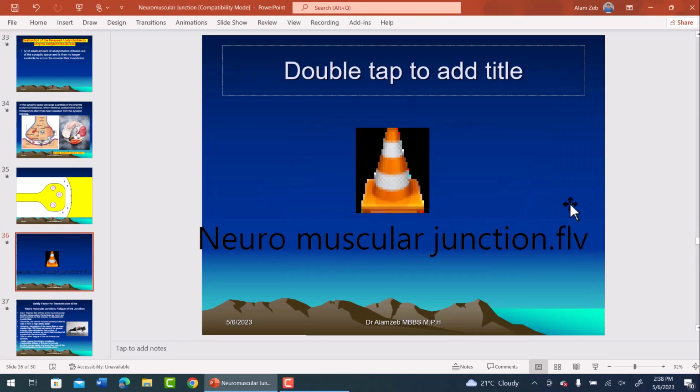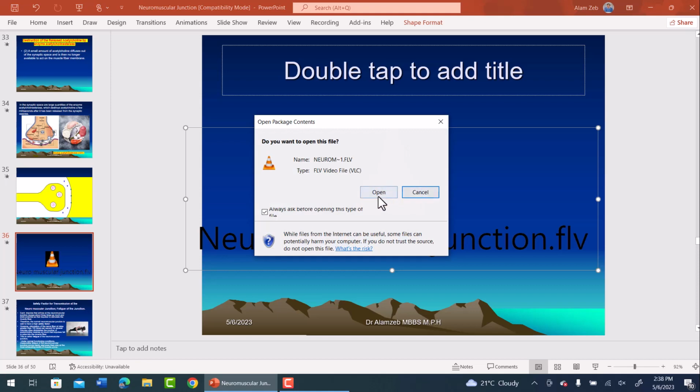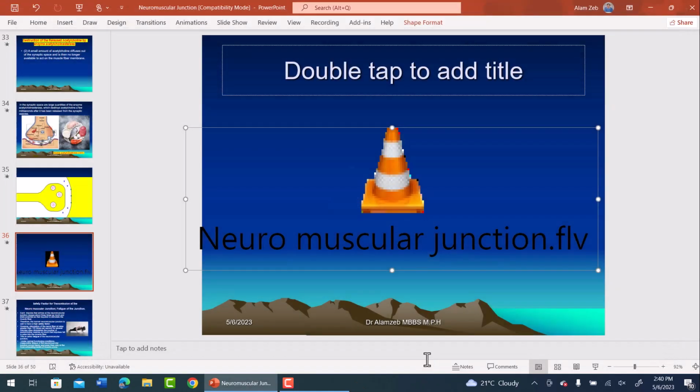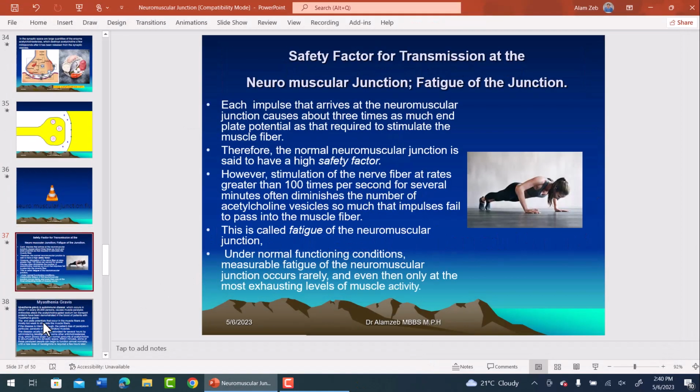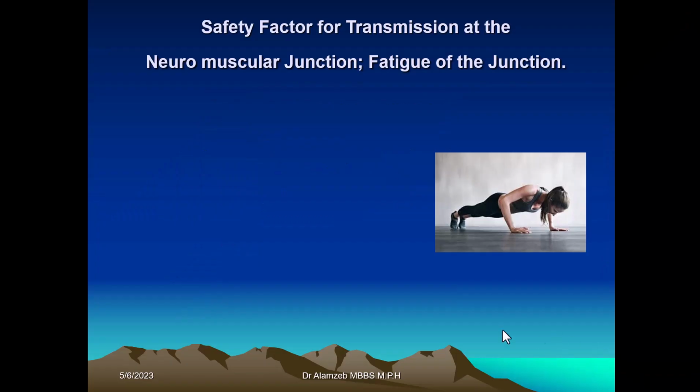Here in this animation, you can see how the muscle... Now, this was the whole story of the physiological anatomy of the neuromuscular junction. Now we will discuss the safety factor for transmission at the neuromuscular junction, and fatigue of the junction.